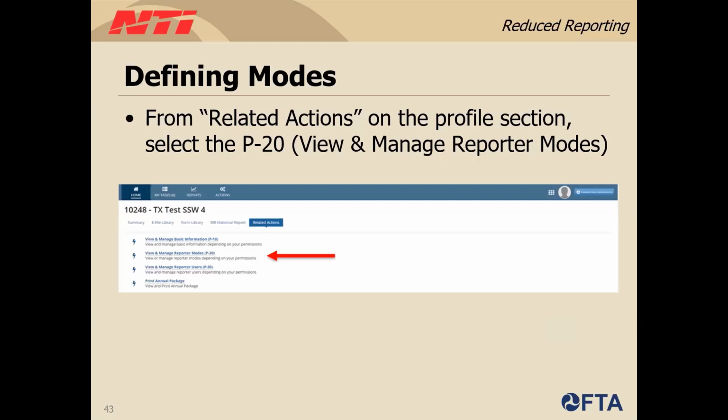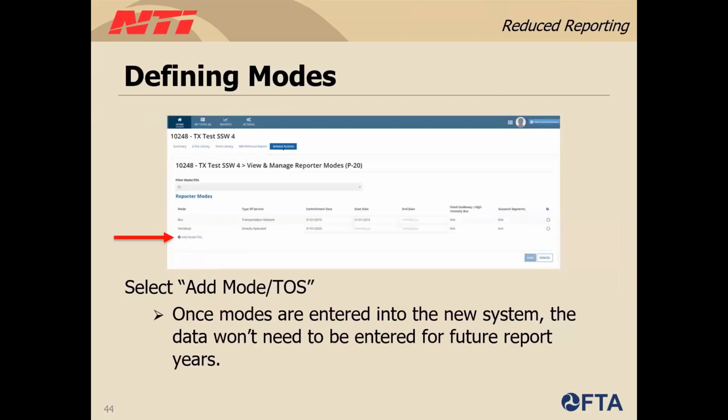To edit your modes, select Related Actions and then select the View and Manage Reporter Modes link for the P20 form. If you'd like to add a new mode to your agency profile, select Add Mode at the bottom of the screen. You will not need to add the same mode year over year, as this data will be retained in the system.